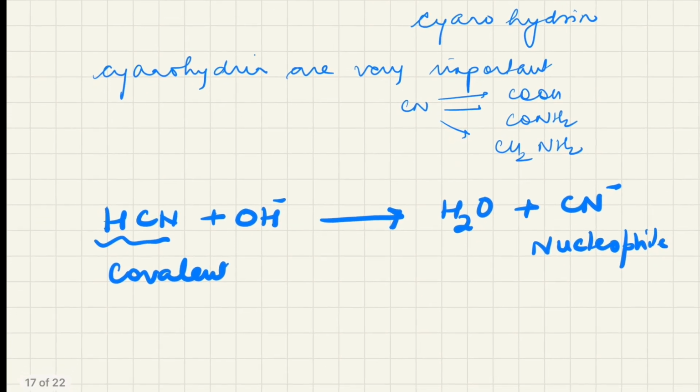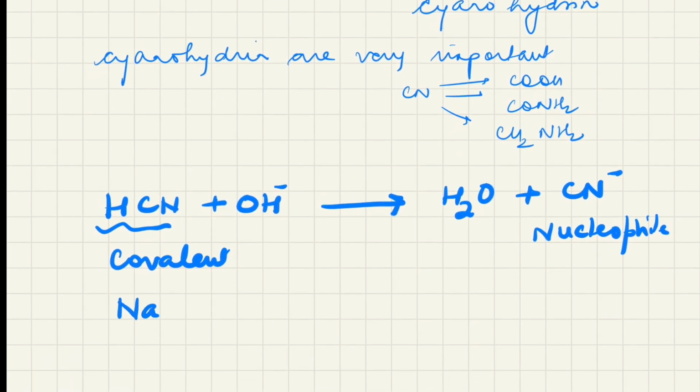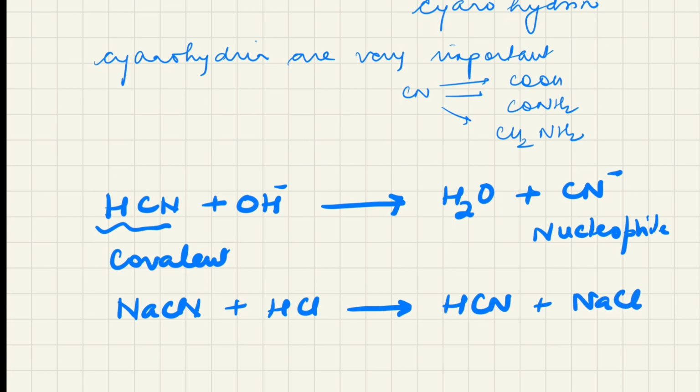The other way of doing it is we can take NaCN and treat it with mineral acid. You can take this also, and what we get is HCN plus NaCl. So either way we can do the reaction. So please remember that this reaction needs some amount of base, unlike usual reactions which are fast in acidic medium.